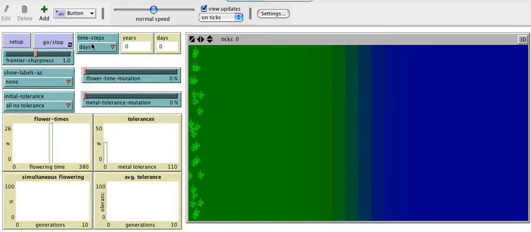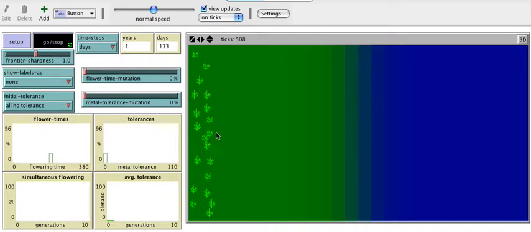As I run the model, notice that the day monitor will steadily increase. It'll keep doing that until the plants flower. This will happen for about 10 days in the middle of the year. And then when it reaches the end of the year, the days will go back to 0 and the number of years will increase by 1.